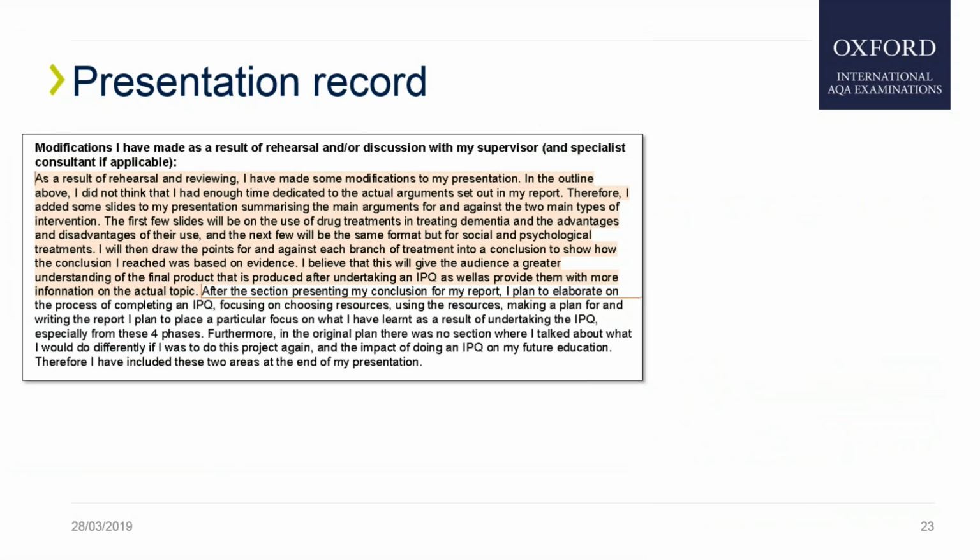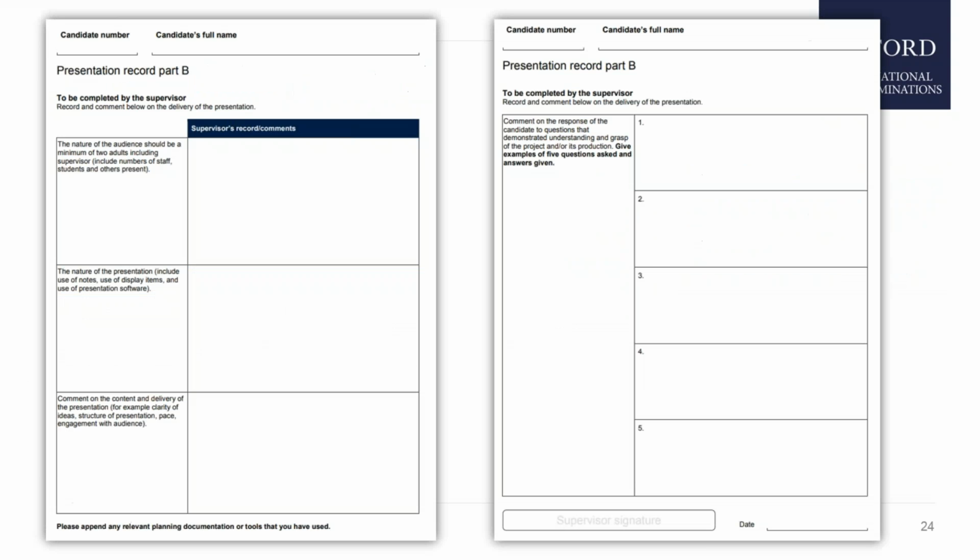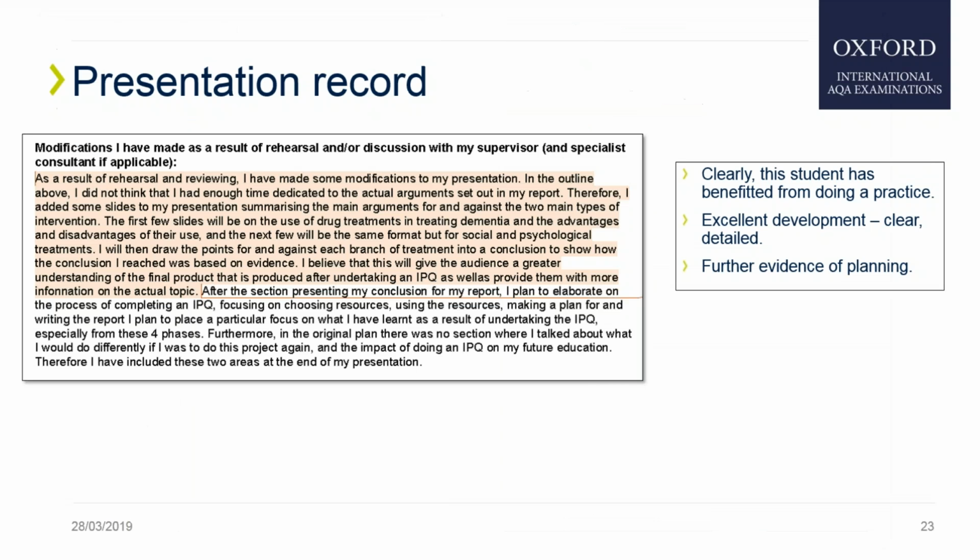This is the last section. So you can see here that this is a student who did do a practice of the presentation, and it was very beneficial for this student. So there's excellent development, there's clear detail, they've explained some changes that they've made to their presentation on the basis of doing a practice, and there's further evidence of planning of the presentation and so on. So again, it's not necessary, but students who tend to do that tend to be the students who do well, because they're conscientious and they want to do it as thoroughly as they possibly can. So I hope that's a presentation record part A, an example. In fact, this is taken from one of the exemplars on the Oxford AQA website.